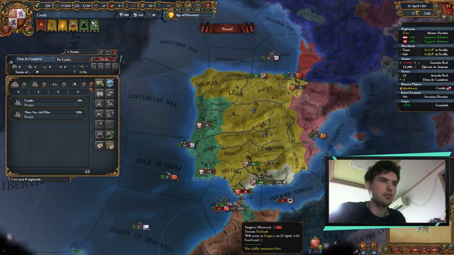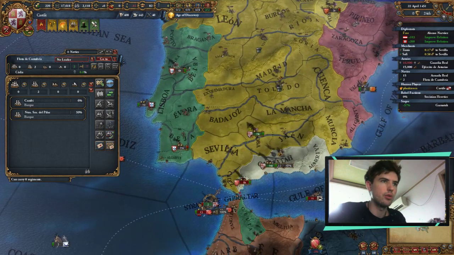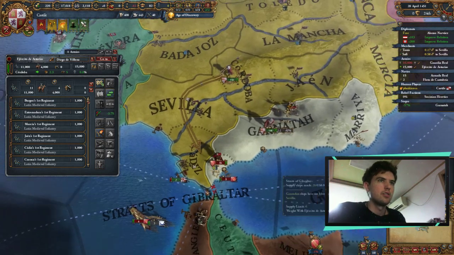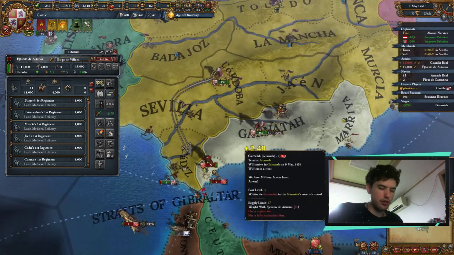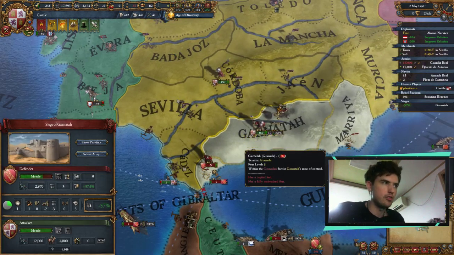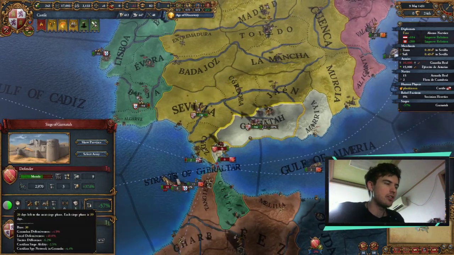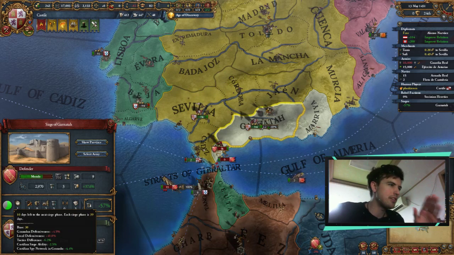Alright, so 3 of our light ships got destroyed, but we are going into port there. And we are sieging. Now this probably would be a good time to explain sieges. Every siege phase is going to be, as a base, 30 days.